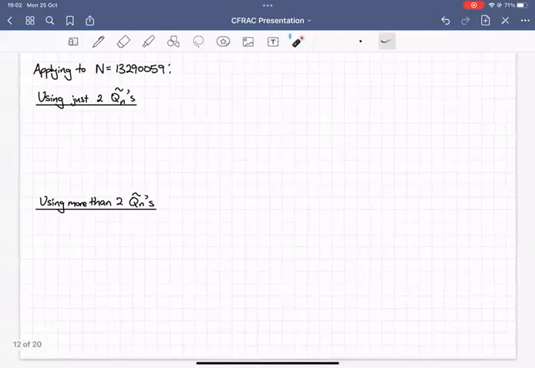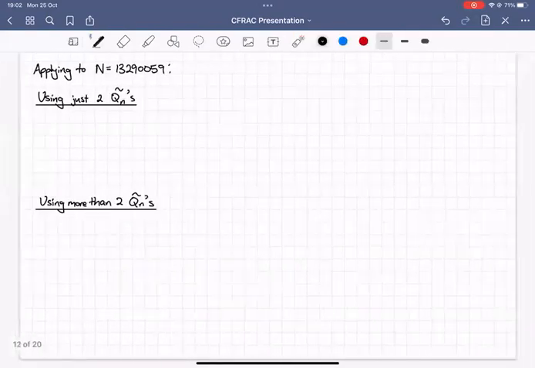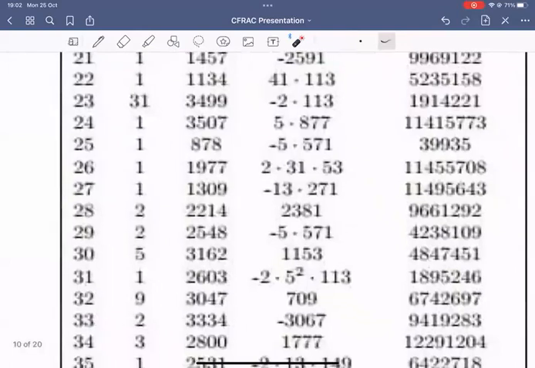So if you want to use just two qn's, recall that for two qn's, you want to find when your indices are of the same parity so that you can get this instance. So if you look back to the table, I've prepared this beforehand, so that's why I'll do this quickly. Notice that, I'll zoom in, notice that 25 and 29 give the same factorization.